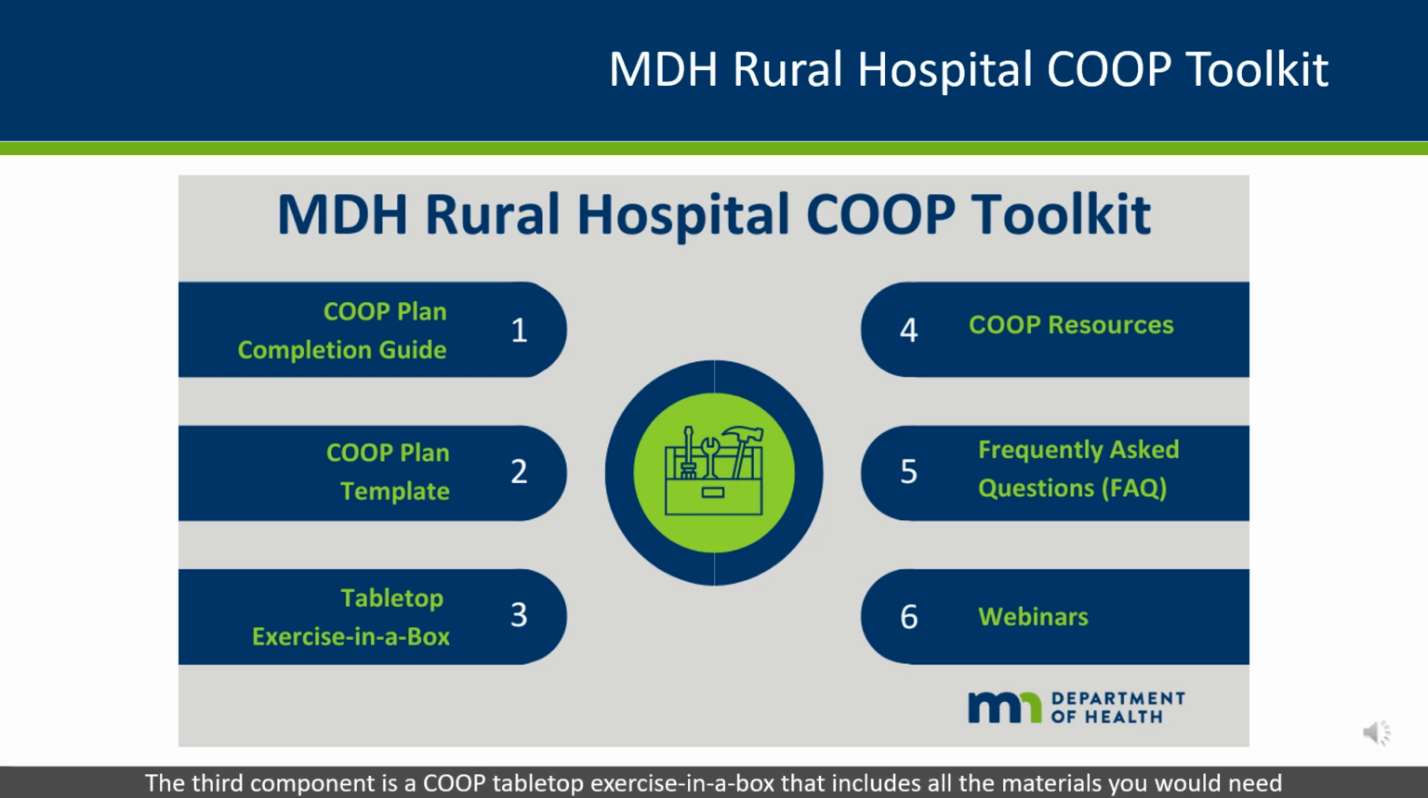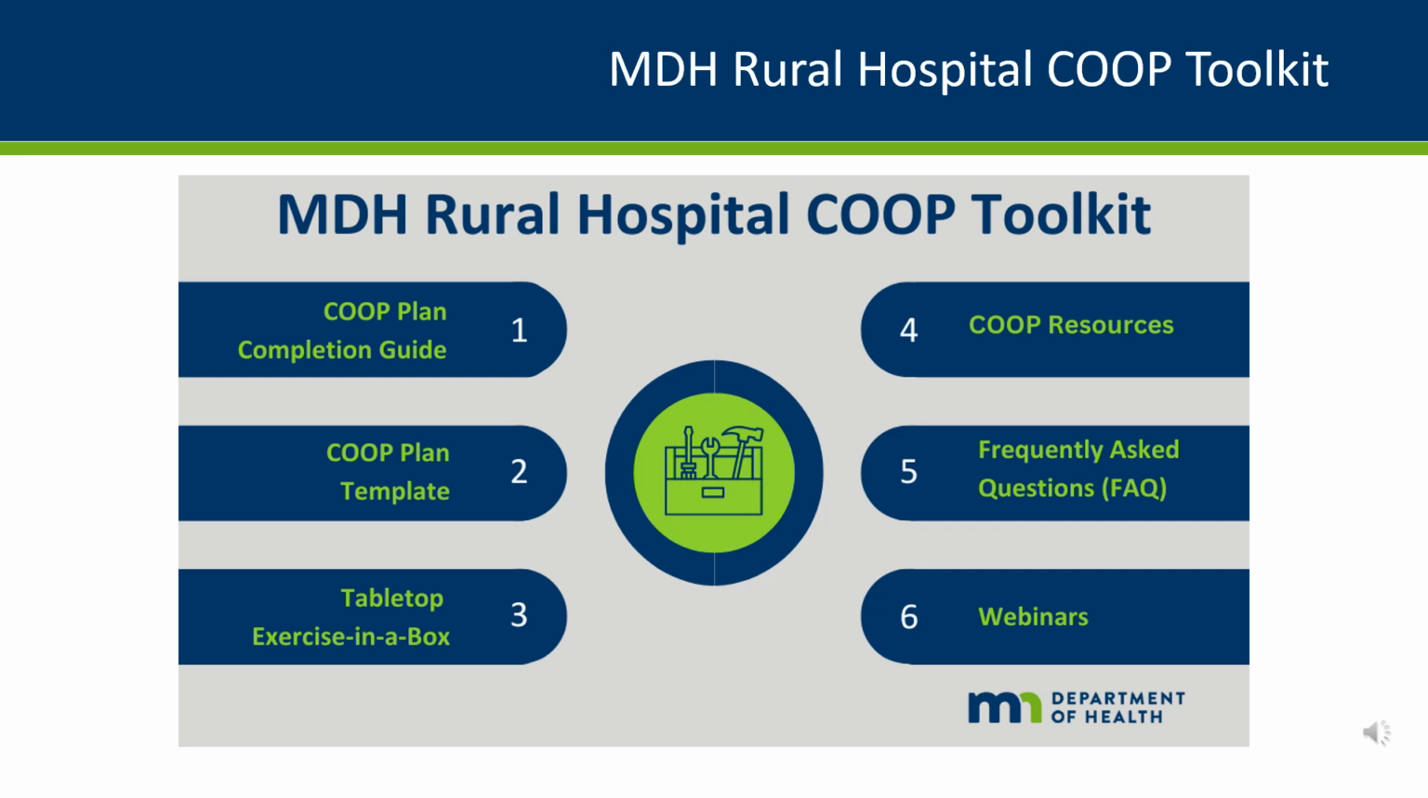The third component is a COOP tabletop exercise in a box that includes all the materials you would need to design and conduct a tabletop exercise at your hospital. The fourth component is a collection of resources related to COOP planning, specifically COOP planning industry standards and best practices. This curated list of resources may be helpful as you write or update your hospital's COOP plan.